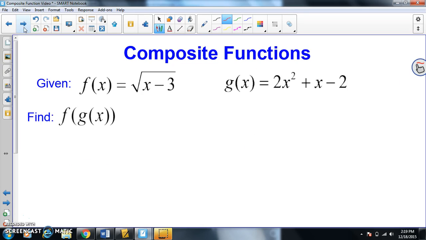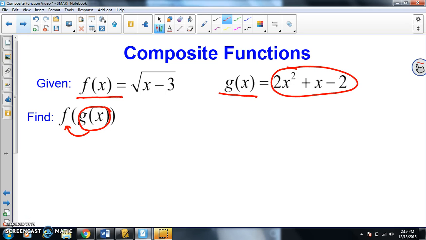So let's do a little bit of some examples. Here we have f of g of x that we're supposed to find. So we want to look at what we want to plug into f of x. And what we want to plug in is g of x. So what we do is we find what g of x is equal to, which is 2x squared plus x minus 2, and we're going to plug it into f of x. When we're evaluating f of x, what we do is plug whatever is inside our parentheses for x.